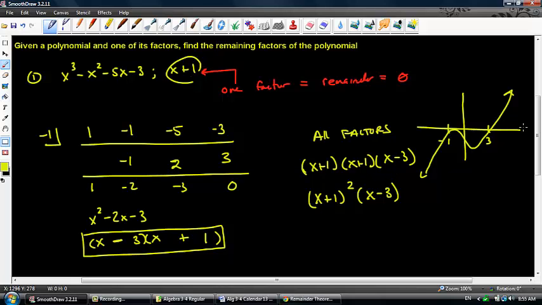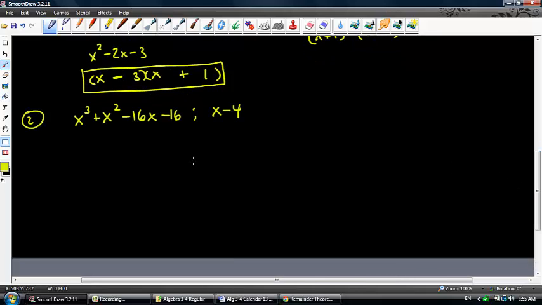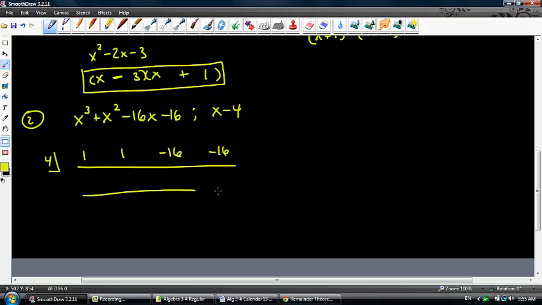All right, let's do another one. All right, x minus 4 is one of the factors, so I'm going to go and synthetically divide. I get 1, 1, negative 16, negative 16. And I'm hoping to get a 0 right here, but let's see what happens.